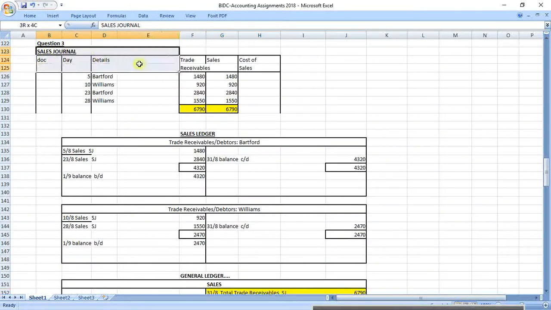Right, because if I'm looking at the sales journal, when do I total? I would total at the end of the month. So this amount here of 6790 is representing everything for the month. Yeah, and then the balancing is just something additional. I don't think they'll mark the balancing. I think they'll just mark this. But we'll see what happens when we get the answers back.